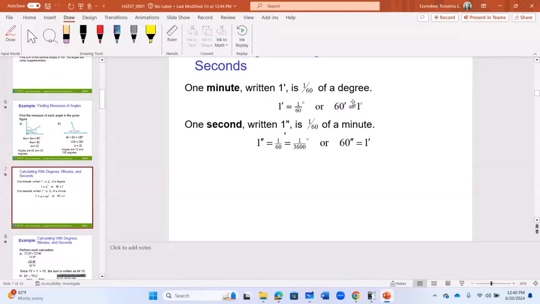So 1 minute is equal to 60 degrees. 1 second is equal to 60 minutes. Therefore, there are 3,600 seconds in 1 degree, which means 60 times 60. And then you will go to some conversions, which you will be able to do.